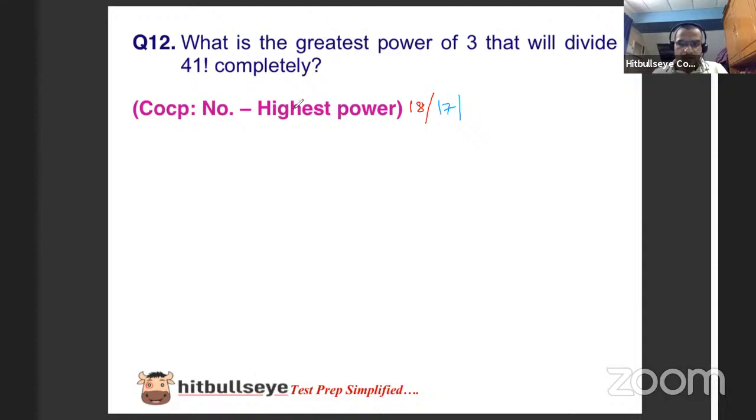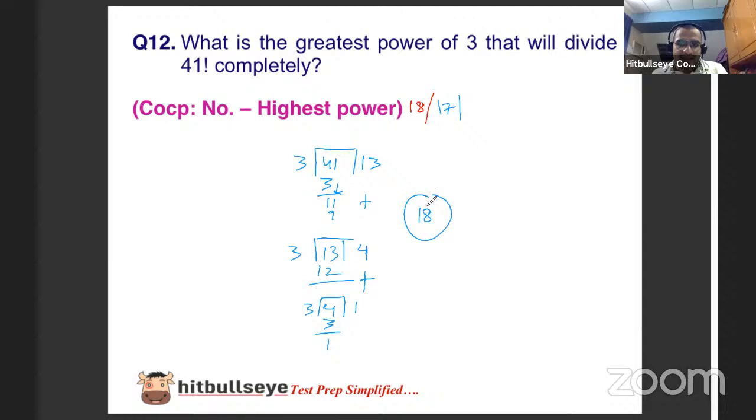Let's solve it and see what the correct answer is. So same process: we'll write 41 here and keep dividing by 3 until we can. So 3 11s are 33, taking 13, 3 4s are 12, taking 4, 3 1s are 3. Now I cannot divide further. Add them up. What are we getting? 13 plus 4 plus 1. 18 is the right answer. Not 17, please check. You cannot ignore the 1 there.